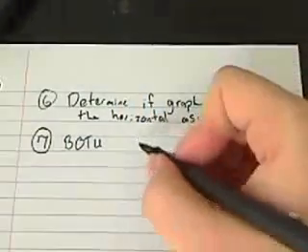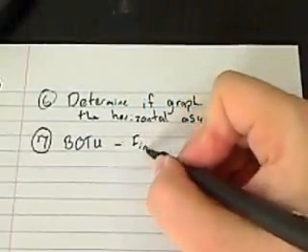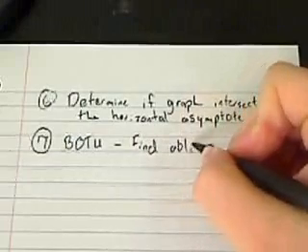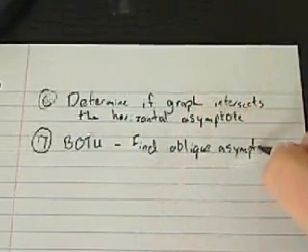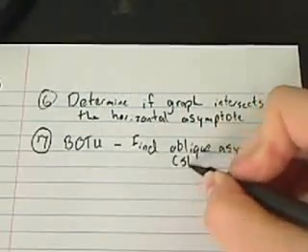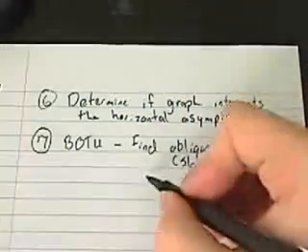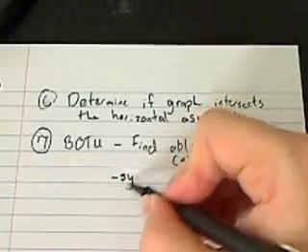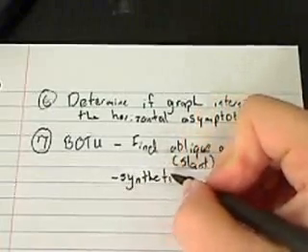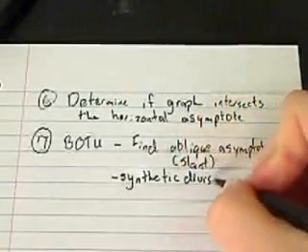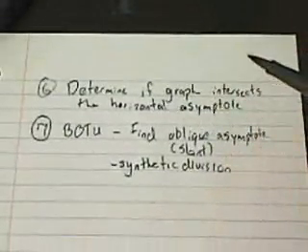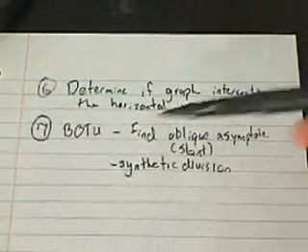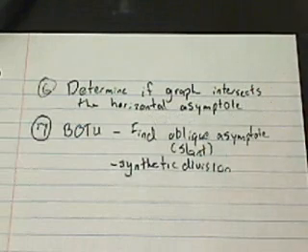Now step 7, this is what you have to do if you end up where it's BOTU. You need to find your oblique asymptote or slant asymptote. And the way you will find the oblique asymptote is by doing synthetic division. And you're going to actually reduce the rational function. After it's reduced, then we're going to start by graphing that.